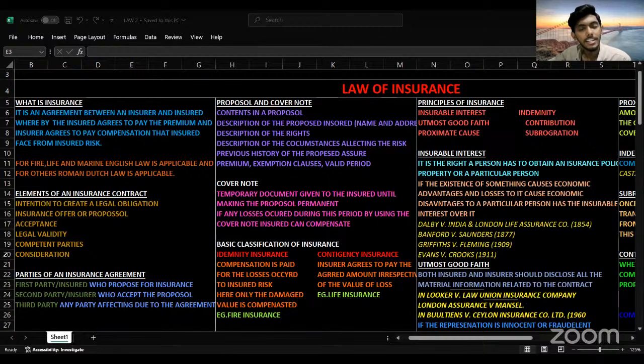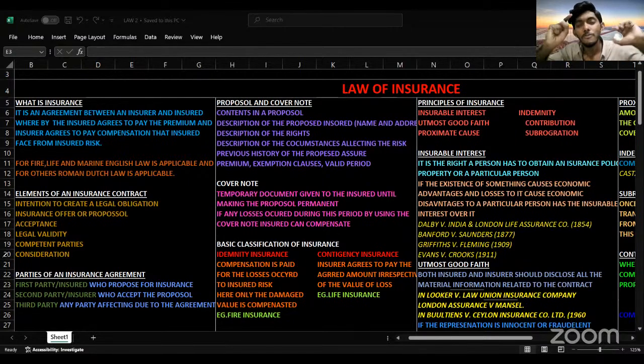And the insurance company agrees to pay you the compensation, if the insured faces damage from the insured risk, only from the insured risk. So what is insurance? Insurance is something very interesting.